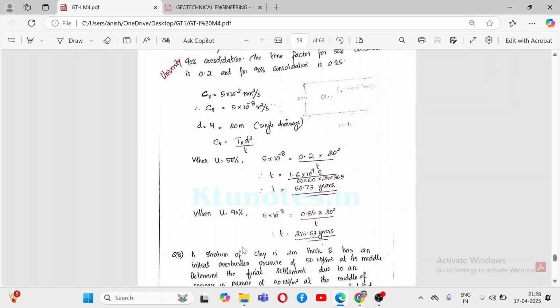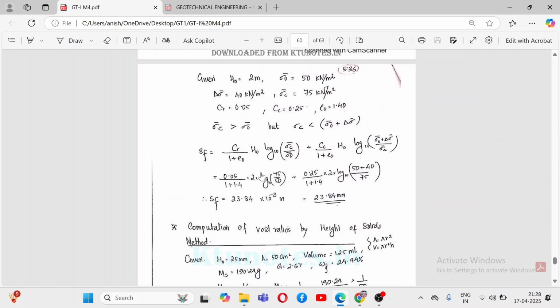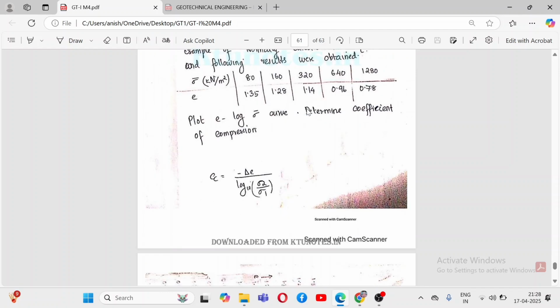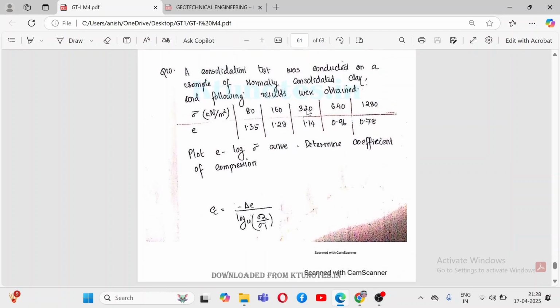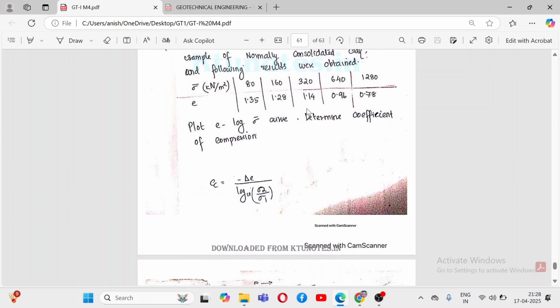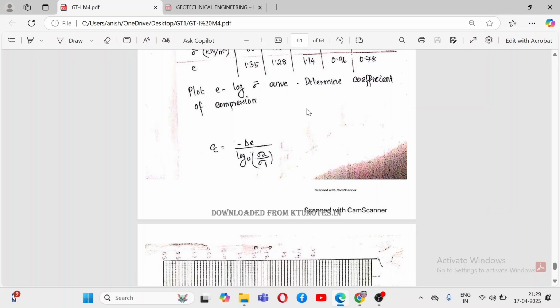Then you have a very simple problem, which you can solve with direct equations. There is a small problem with a graph. A consolidation test was conducted on a sample of normally consolidated soil. The following results were obtained, with void ratio and effective stress. Determine the coefficient of compression. The equation for coefficient of compression we know: minus delta e divided by log to the base 10 of sigma 2 divided by sigma 1.